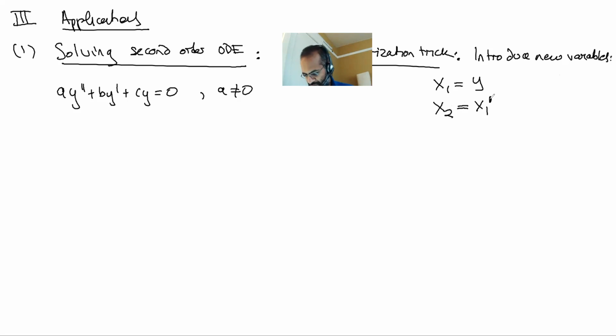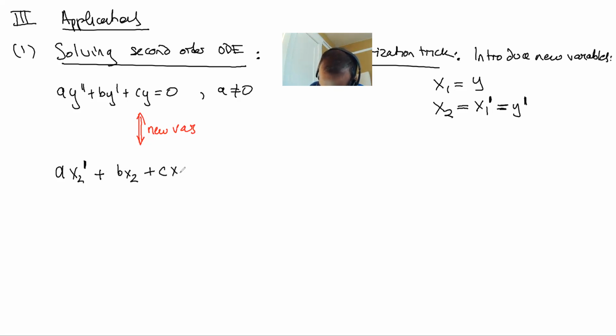I'm just introducing some new variables. I'm allowed to do that, right? And now I can rewrite this equation with the new variables. So now watch what happens. What is y double prime? Well, that's just x2 prime, right? Because x2 is already x1 prime. What's y prime? Well, y prime is just x2, because x1 prime is just y prime. So this is x2 plus c x1 equals 0.